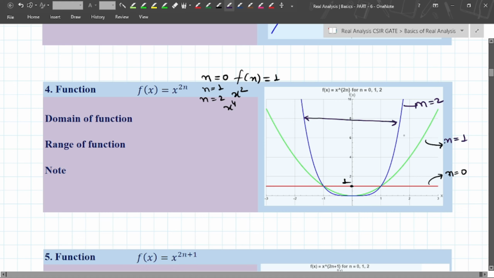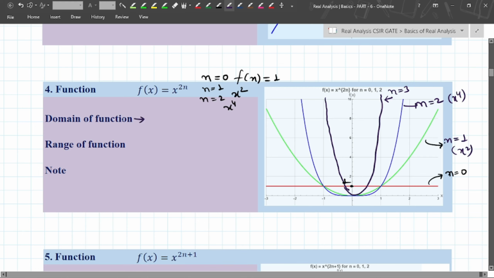This is the important thing in this case. This is the function x square. This is the function x power 4. If I take n equals 3, then it will be x power 6, and of course it will be like this. It is also like this. Then in this case, it is getting narrow. You can say the amplification is getting decreased. Okay, this is the thing.